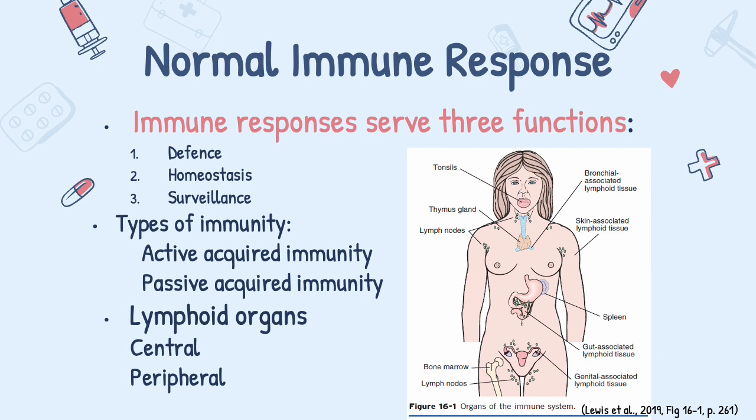When we look at the lymphoid tissues, there are both central and peripheral tissues. The central lymphoid tissues consist of the thymus gland and the bone marrow, while the peripheral organs include the lymph nodes, the tonsils, the spleen, gut, the genitals, the bronchioles, and there are also skin-associated lymphoid tissues. You can see this in figure 16.1 from your Lewis text.